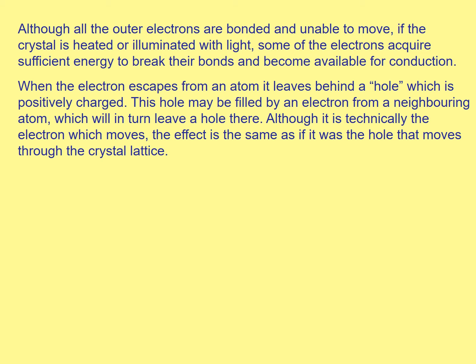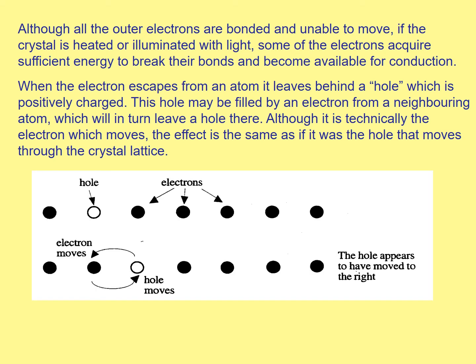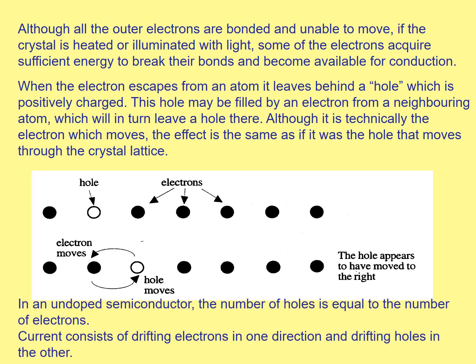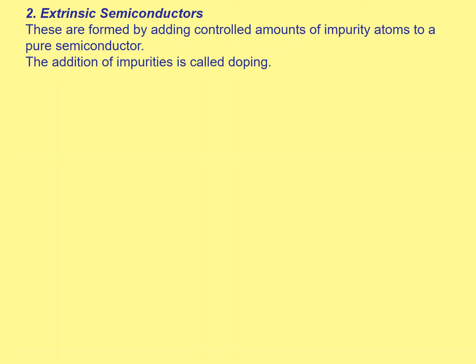So the electrons skip from hole to hole to hole, and that allows for conduction. Although it's technically the electron that moves, the effect is the same as if the hole moves through the crystal lattice. So we see our electrons and we see the hole. The electron moves to fill the hole, leaving a hole behind. The hole appears to have moved right, however, it's actually the electron that has moved left. In an undoped semiconductor, the number of holes is equal to the number of electrons. Therefore, we tend to have only a very, very small amount of movement. Current consists of drifting electrons in one direction and drifting holes in the other.